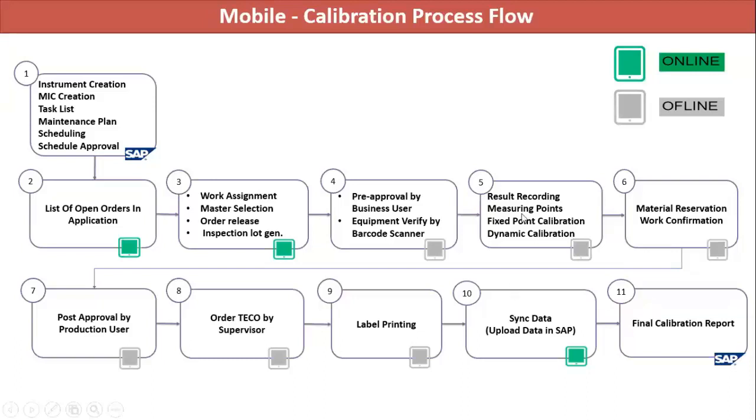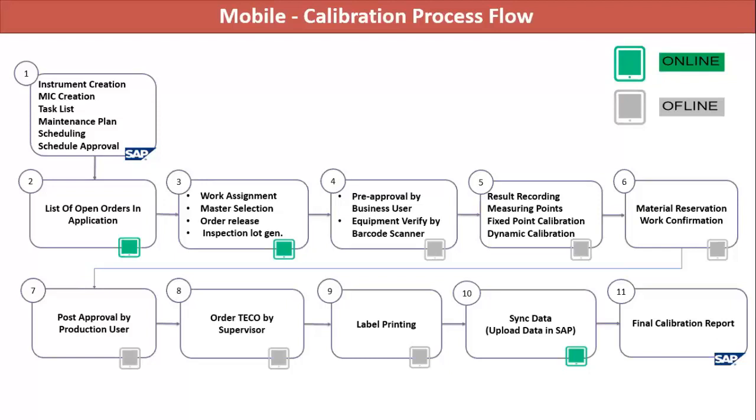Then the fifth step will be result recording. In the result recording, the user can capture the readings, and at runtime it will show the result, like for that point whether your result is going outside the limit or within the limit. It will display an alert with a different color for that specific row.